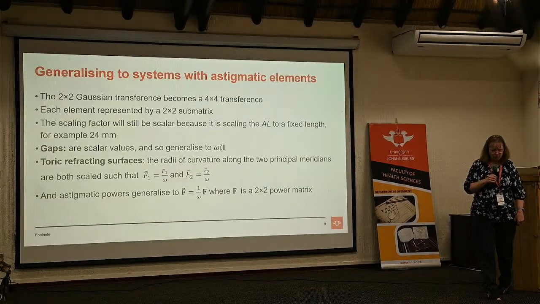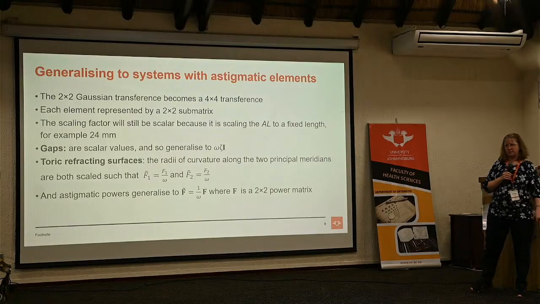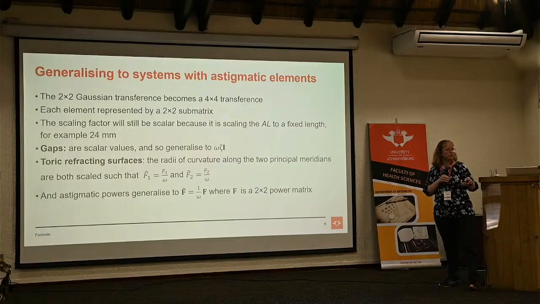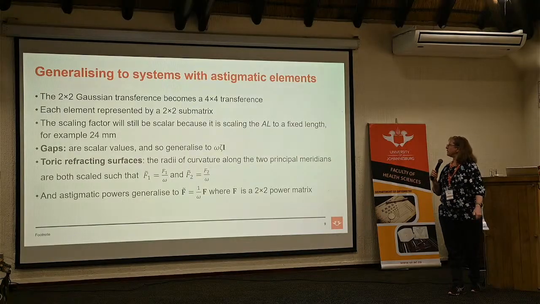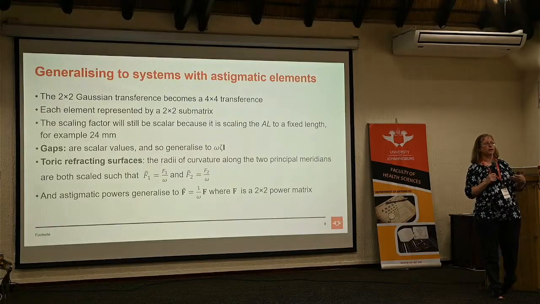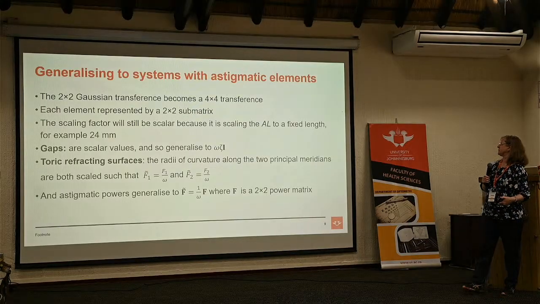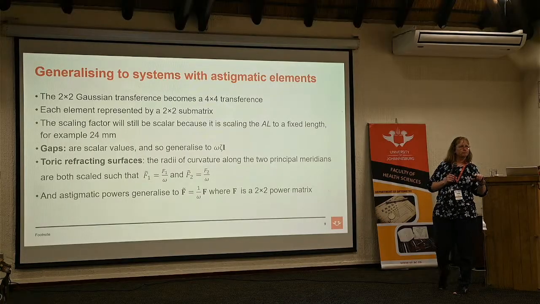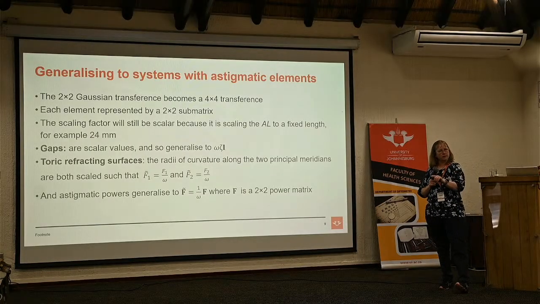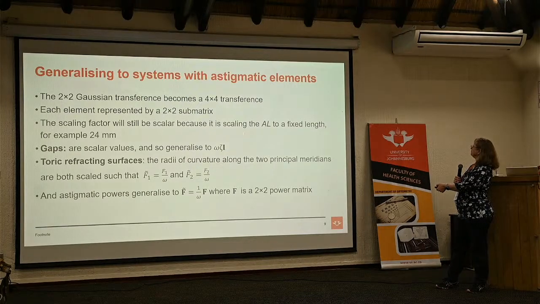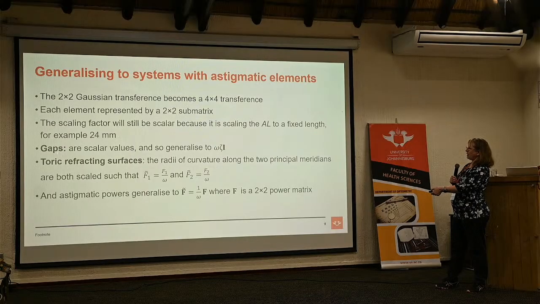Okay, so let's generalize astigmatic systems. This was Larry's question too. We know that the 2x2 Gaussian transference becomes a 4x4 transference, and each element is then represented by a 2x2 submatrix. The scaling factor, however, is still scalar because we're scaling the axial length, which is a scalar value. So we can make the scaled axial length, let's fix it to 24 millimeters.